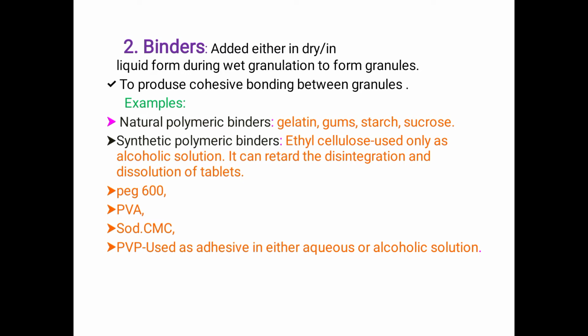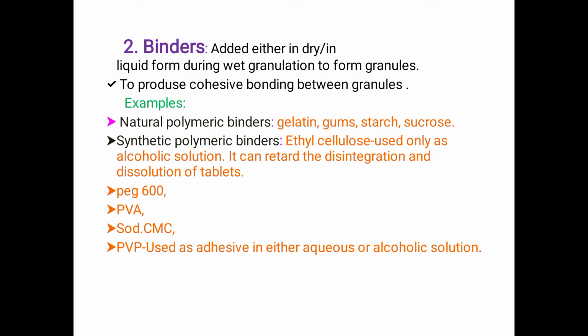The next one is binders. Binders are added in the tablet formulation either in dry form or in liquid form during wet granulation to form the granules. These binders are added to produce cohesive bonding between the granules. Examples are natural polymeric binders. The examples of natural polymeric binders are gelatin, gums, starch and sucrose.